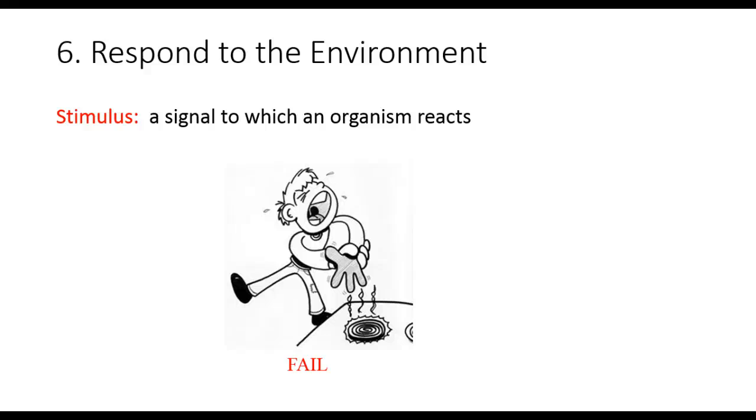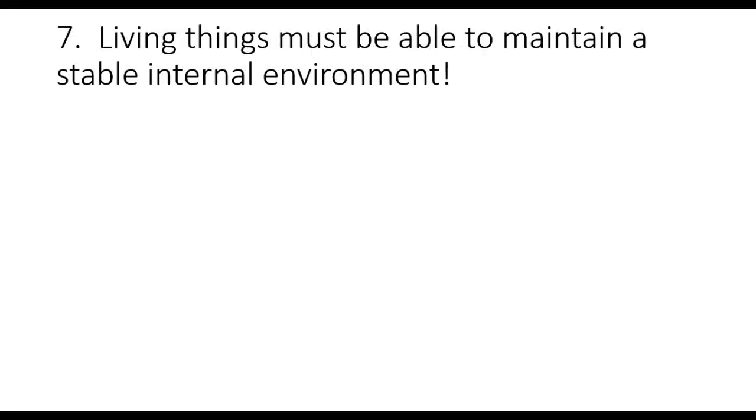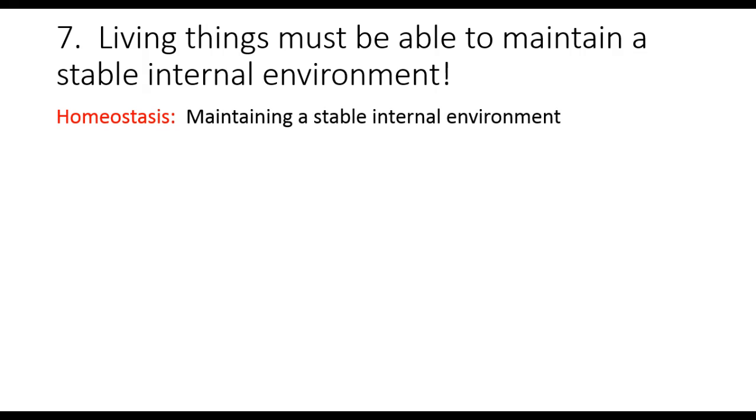Characteristic number 7, living things must be able to maintain a stable internal environment. Alright, this is called homeostasis. It's one of my favorite words in biology. Homeostasis means maintaining a stable internal environment. Let's see if I could give you a couple of examples that will help you understand this a little better.